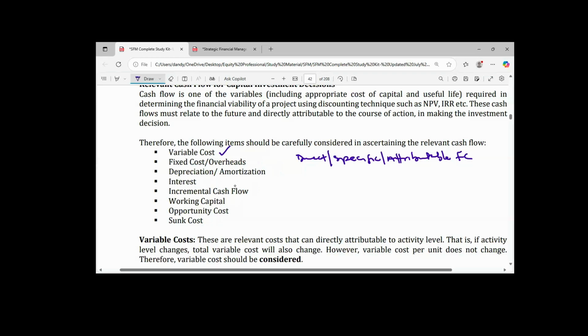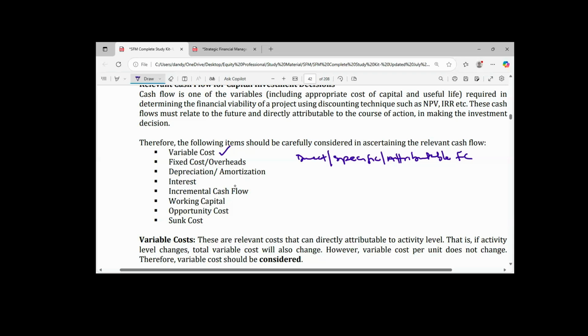However, there are three ways the examiner can test you on fixed cost. Pay attention. If you are given a fixed cost with no additional information, you are just told that the company will incur a fixed cost of 100,000, no additional information, that fixed cost is irrelevant and should be ignored.